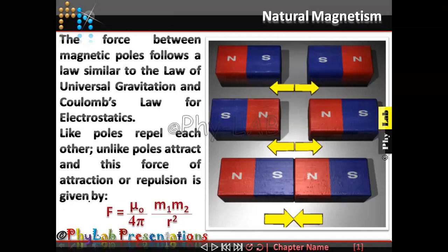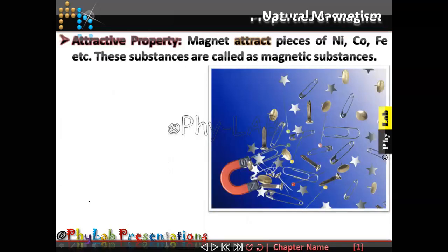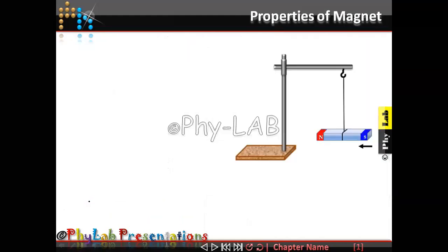Take care about this fact. Now, every bar magnet has certain properties to exhibit. The very first property of a bar magnet is that every bar magnet shows attractive properties. So a magnet attracts magnetic substances like nickel, cobalt, iron, etc.